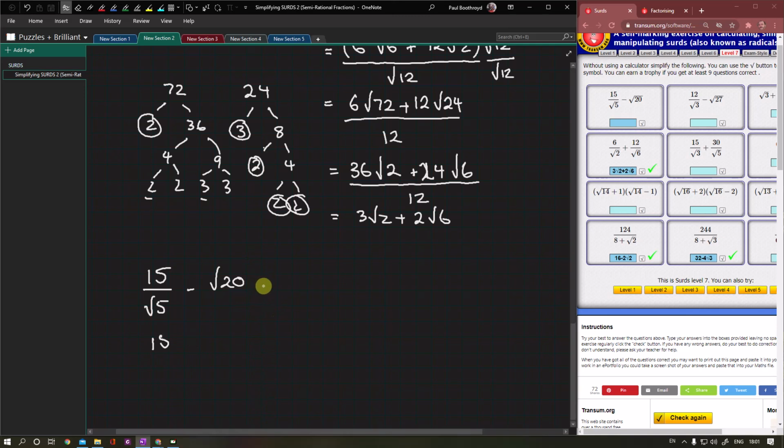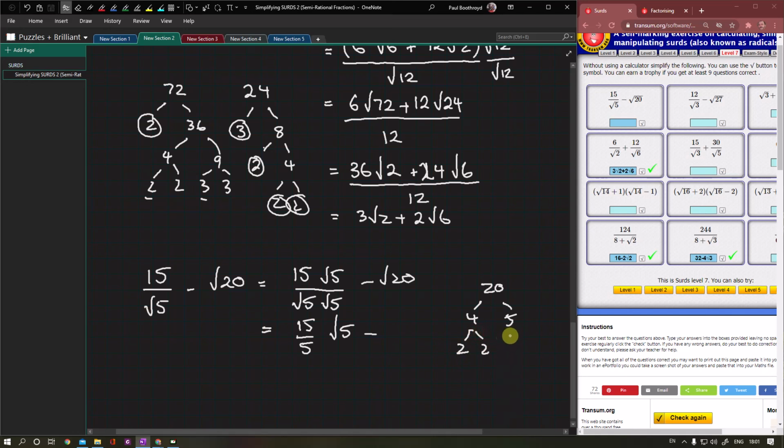Next to it, so I'm doing the same idea as I did before, same layout. So first thing I'm going to do is simplify this one into 15 square root 5 over square root 5 square root 5, minus root 20. That gives me 15 over 5 times the square root of 5 minus 20, remember, is 4 and 5, so that's 2, 2, 5. So we can now actually take a 2 root 5 out, and we get 3 root 5 minus 2 root 5.